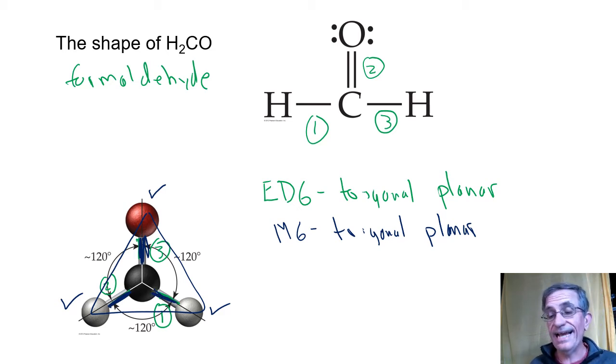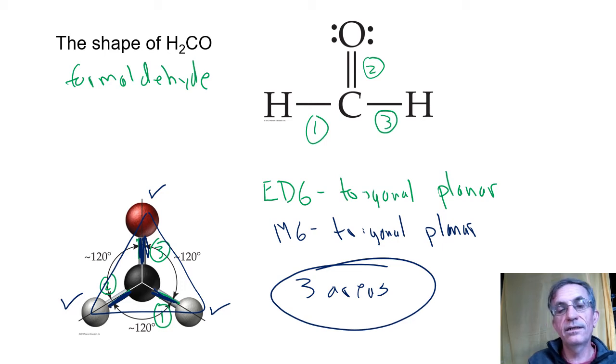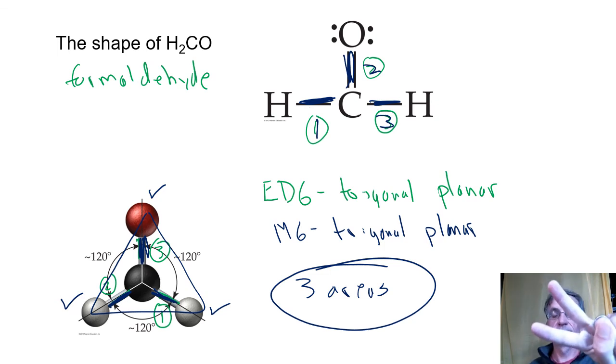So when is something going to look like a triangle? The way you'll know is if you look at the middle atom, carbon, and there are three areas around it with electrons: one, two, three. It's going to make a triangle. So two areas make a line, and three areas make a triangle. Well, what if there are four areas?